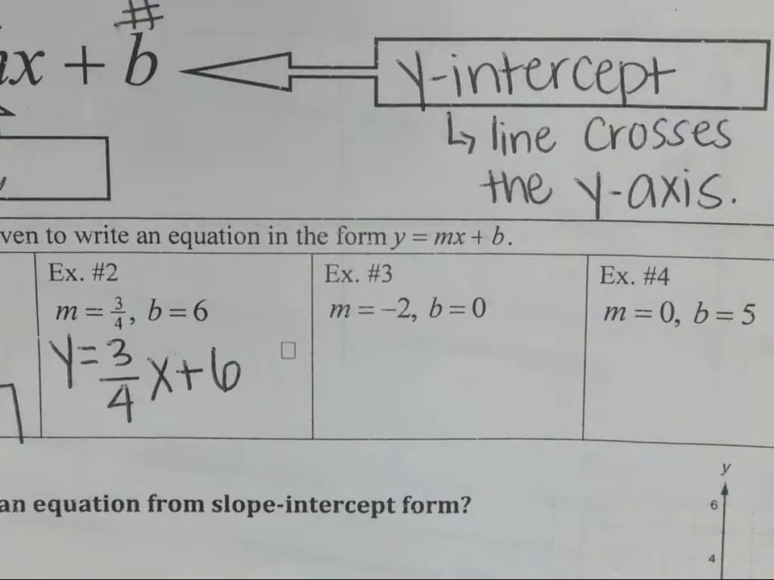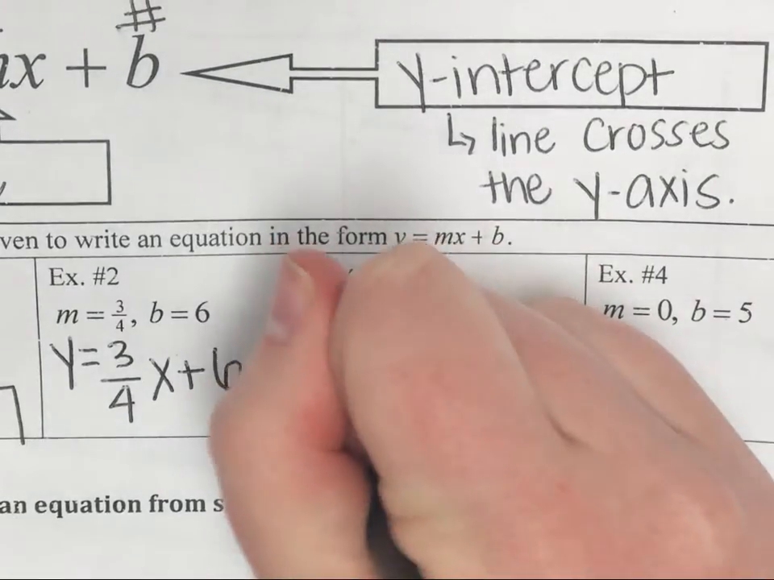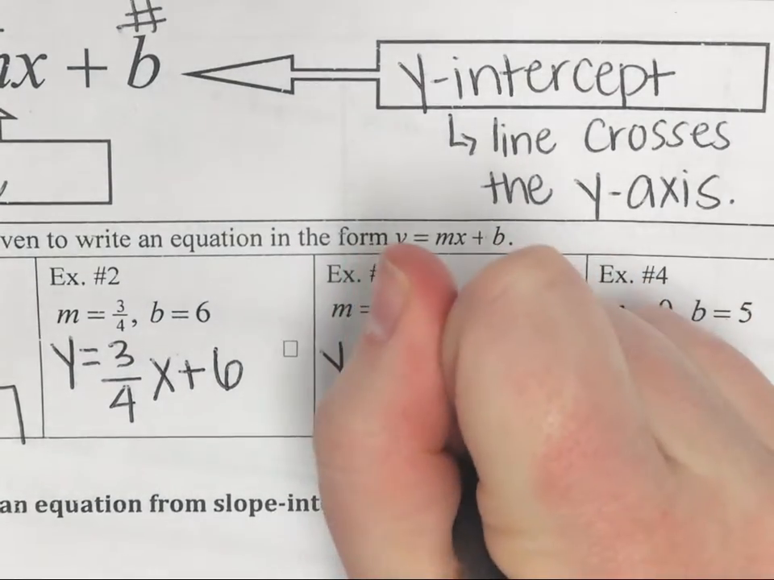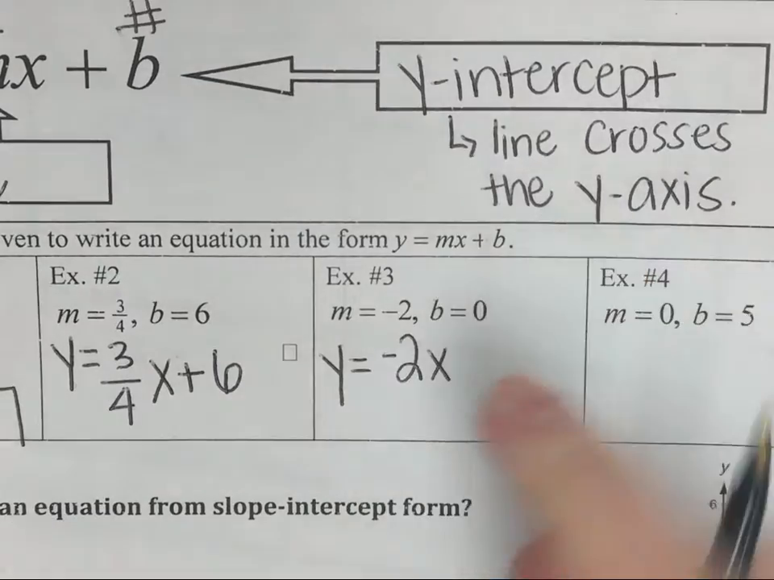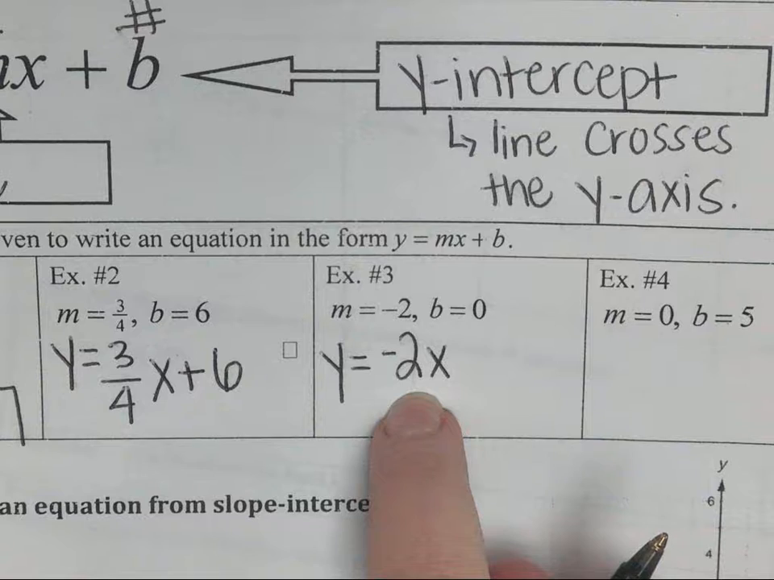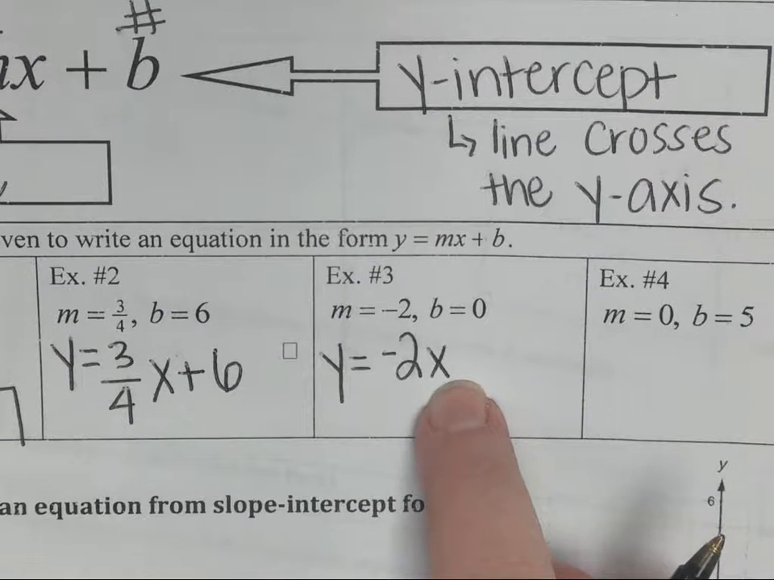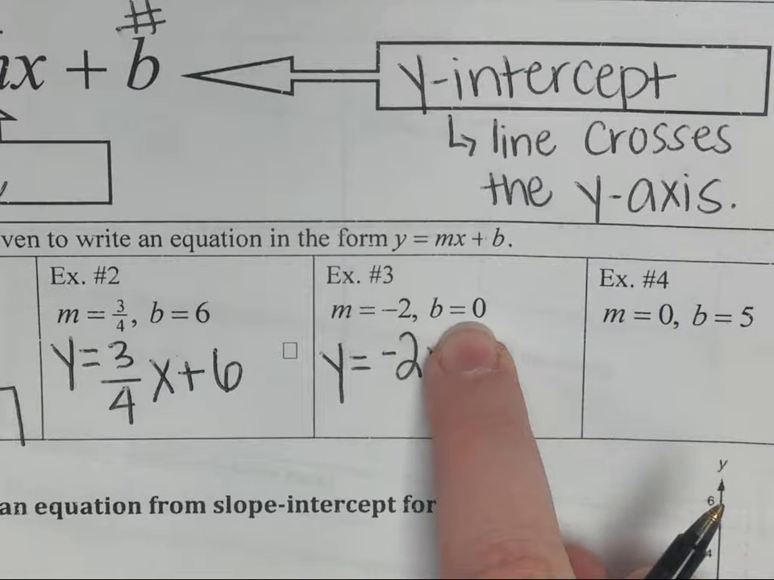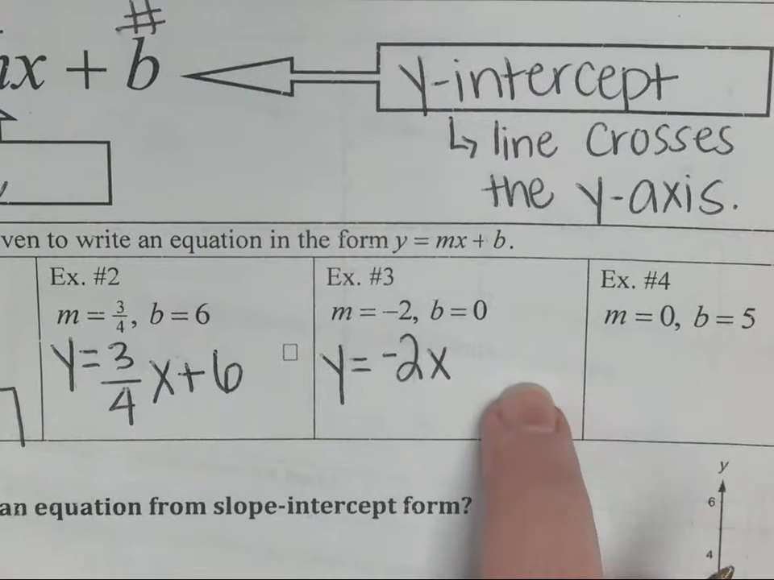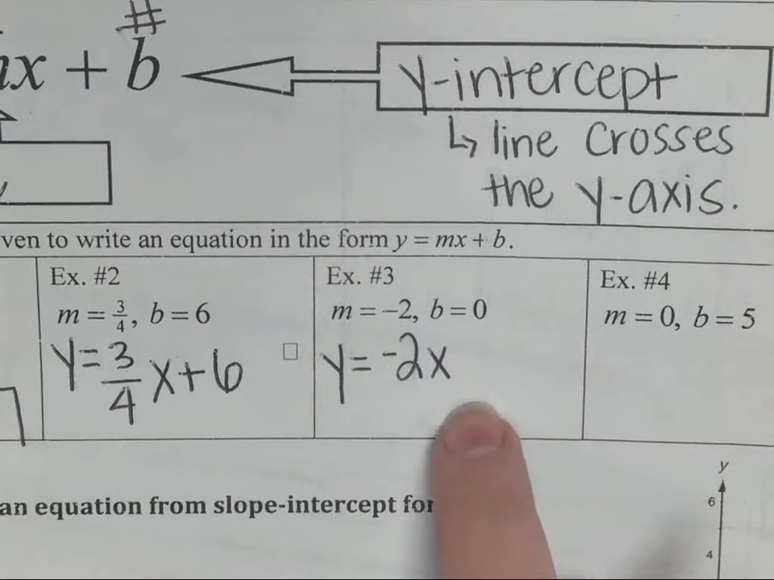Okay, example 3. What am I always going to start with? Y equals. What am I going to put in place of m? -2, and it has to be attached to x. Now again, slope does not include that x. The slope is just the number. Just the number. And then we would do plus what? 0. Now guys, does plus 0 change anything about our equation? No. So you know what I'm not going to write? Plus 0. So y is equal to -2x. There's nothing in the back, which means that's a 0.